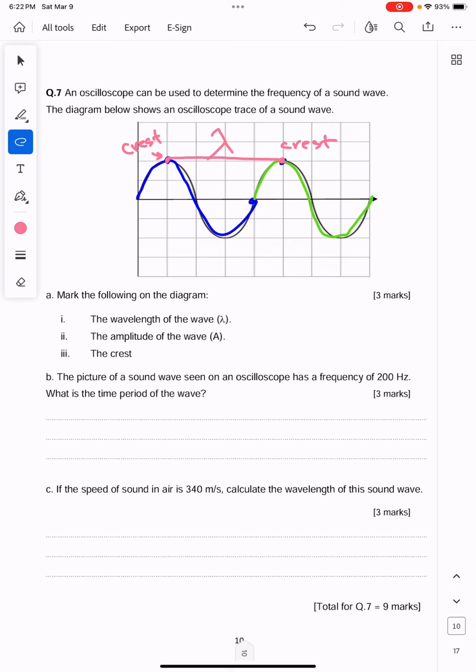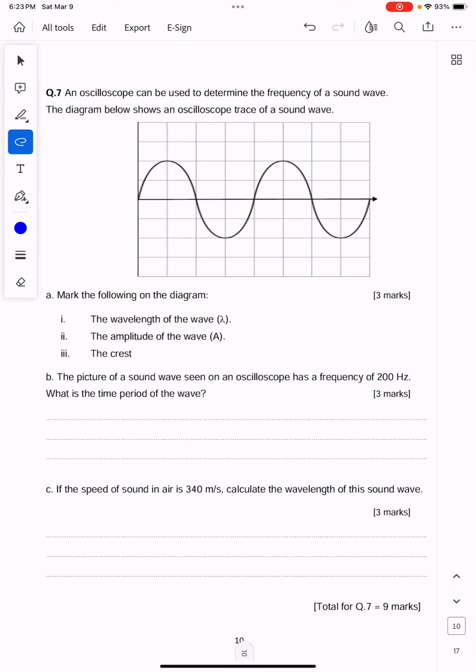So we have a lot of ways to find lambda. It's either the distance between two crests, or the distance between two troughs, or the distance between the start of the first wave and the start of the next wave. All of these are lambda. Now, if you choose any of them, you get the full mark. You don't have to write them all. Just choose any of them and you're going to get the full mark. And now we're done. Let's just write it again for you.